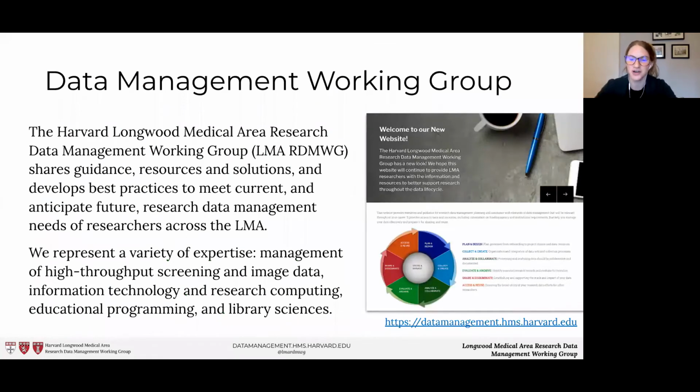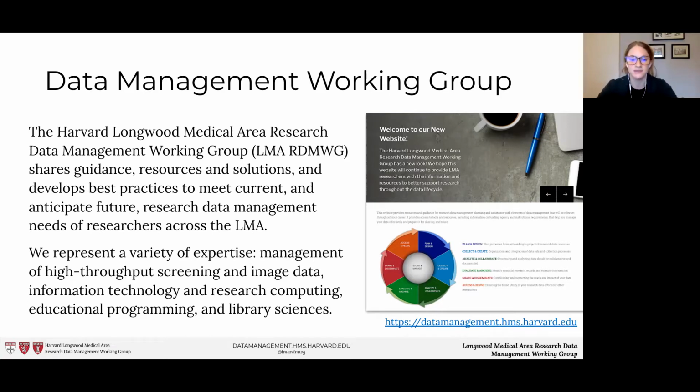So let me next talk about this group. Here on the Longwood campus, we are very fortunate to have this amazing network of people and groups that are all invested in data management practices and solving these problems. The group started in 2015 as the HMS Data Management Working Group, but it has grown to include members of the School of Public Health and hospital affiliates. In order to reflect and include the members that come to our meetings and are involved in our project work, we recently went through this name change to the Longwood Medical Area Research Data Management Working Group.